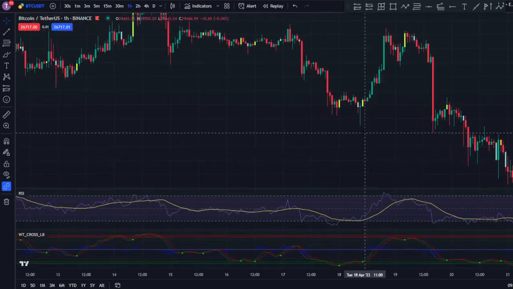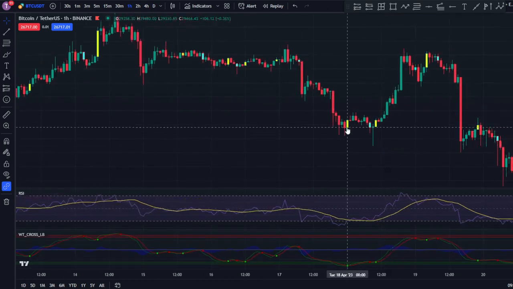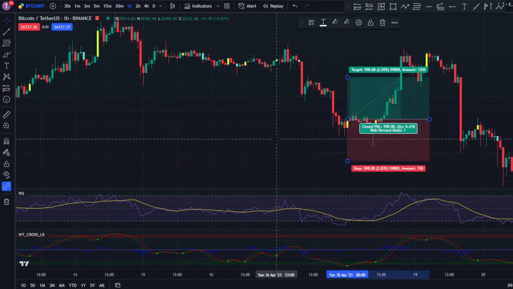As you can see, the rules for taking these trades are pretty simple. Just wait for the green dot to appear. Wait for the RSI to either come up from below 30 or be below the 30 mark, and you take a long position based on that.